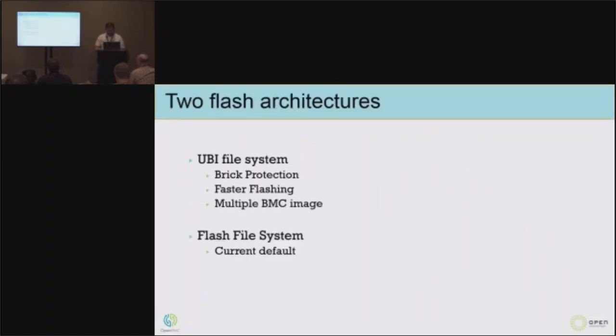Okay, the other feature that I wanted to talk about, I didn't get very close to being done. So the other feature I want to talk about is the new flash architecture. There are two different ways. One is the flash file system, FFS, which is what you have. It's the default. There's been an introduction of a new style, UBIFS, and that should give you some additional brick protection. You should be able to flash your systems a lot faster, and you should be able to get wear leveling if you choose a NAND part instead of a NOR part.